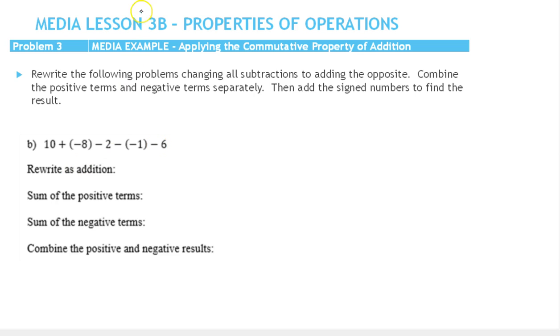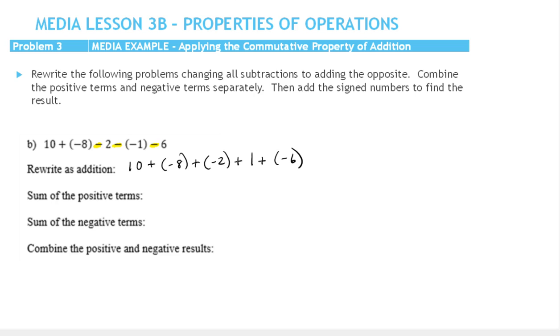So let's start by rewriting it as addition. Let's find all the subtractions. That's a plus, that's a negative, this is a subtraction, that's a subtraction, this is a subtraction. So we have 3 subtractions to change to addition. 10 plus negative 8 plus negative 2. So instead of minus 2, I'm going to add the opposite of 2. Now minus negative 1, I'm going to add the opposite of negative 1, or just adding 1. Then I'm going to add the opposite of 6, which is plus negative 6.